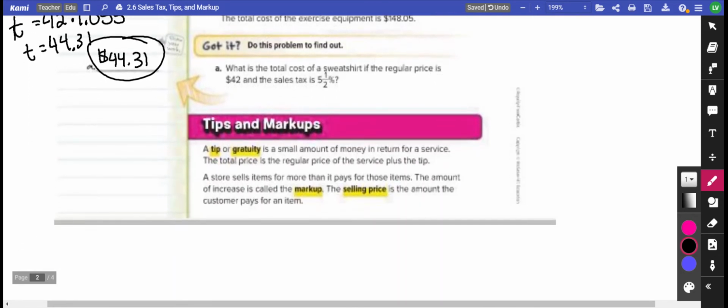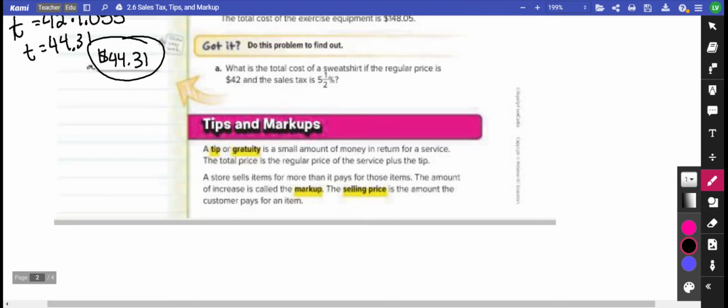So, tips and markups. A tip or gratuity is a small amount of money given in return for a service. The total price is the regular price of the service plus the tip. As an example, if you were to go to a restaurant and you want to leave a tip for the server, typically it's going to be a portion of your bill.